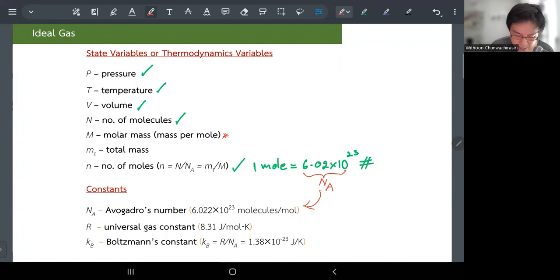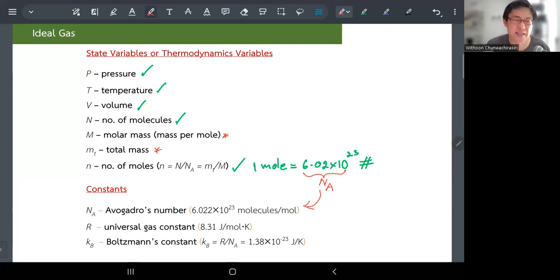All right, now there are 2 more that I don't think we are ever going to use, but they might pop up from time to time: the total mass, or maybe the molar mass, which is the mass per mole. The reason we don't want to use this one anymore is that you can go back and get the amount of mass whenever you like, once you know the number of moles or the number of molecules. Does that make sense?